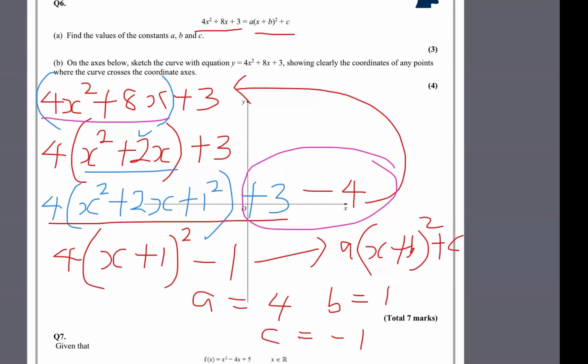So, find the values of the constants a, b, and c. Your a is 4, your b is 1, and your c also is minus 1.